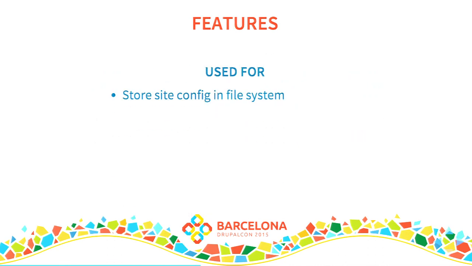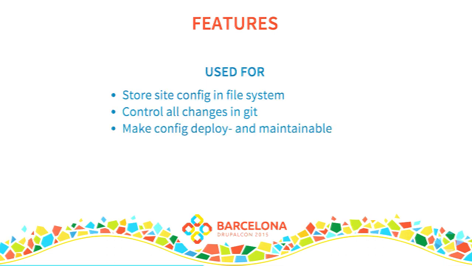So what have we used it for? What can it be used for? First of all, we can store site config in the file system. Who didn't use features? Okay, everybody. Then I think I can go quicker. The main idea is to control the changes in Git, to make configuration deployable, to revert changes, and to have code-driven development. I just talked to somebody earlier who told me he would always copy the database. This is what you don't want to do. If you don't want to do it, you use features.